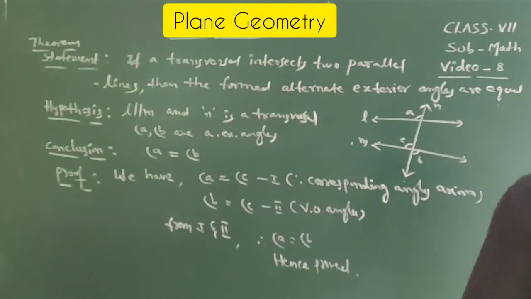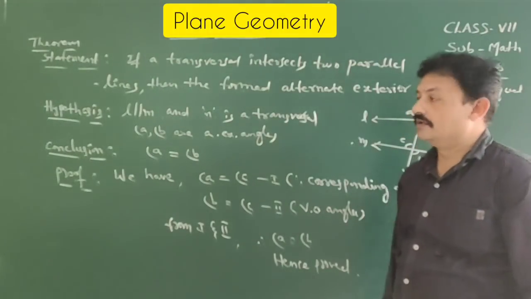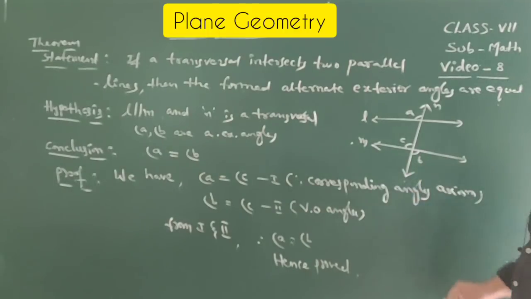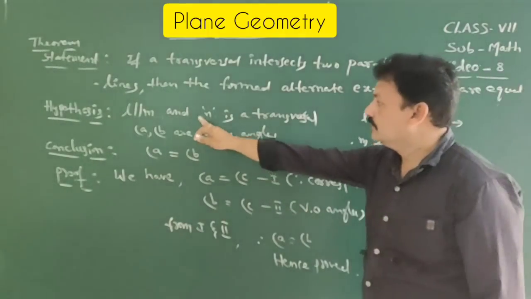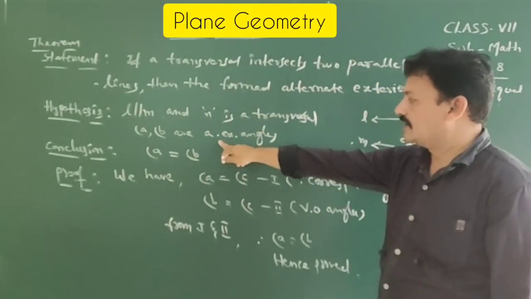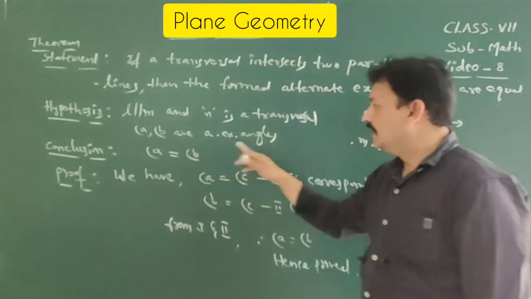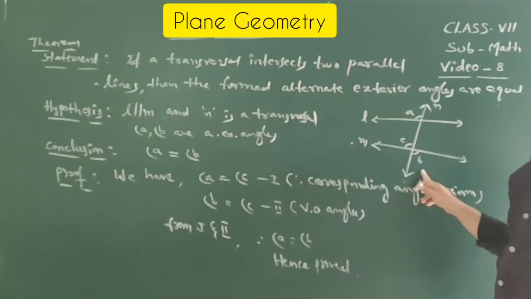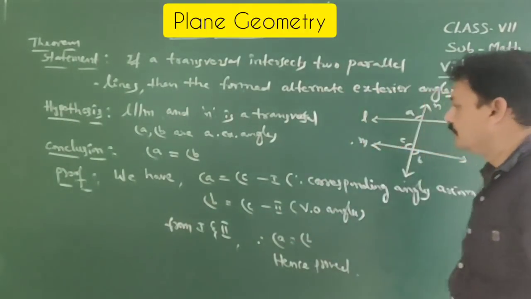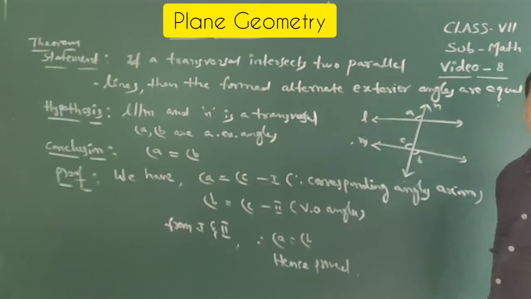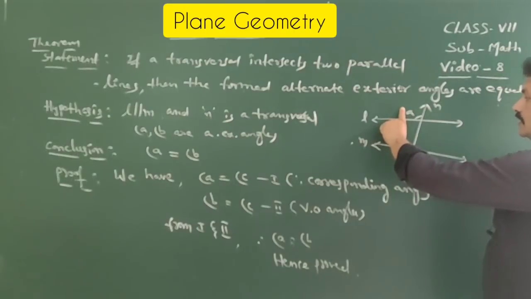If a transversal intersects two parallel lines, then the formed alternate exterior angles are equal, we need to prove. For proving this alternate exterior angle theorem, we require two parallel lines, they gave, and N is a transversal, A and B are alternate exterior angles. So conclusion, angle A equal to angle B because these two are alternate exterior angles. Here, for proving this one, we require another angle, that is C. A equal to C, corresponding angles. Exterior, interior, same side of the transversal, not at same. Therefore, these two are corresponding angles.